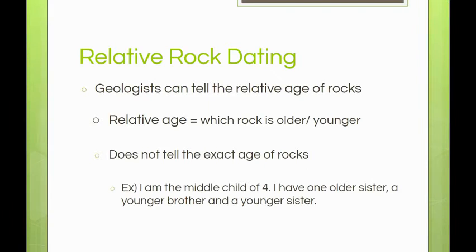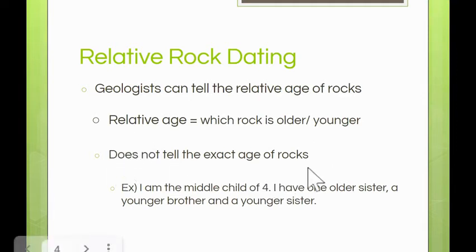Okay, you do not need to write for this slide. What we're going to be talking about today is called the relative rock dating principles. Geologists can tell the relative age of rocks. What we mean by relative age is figuring out what order the rocks go in from youngest to oldest. So which rock is younger, which rock is older.